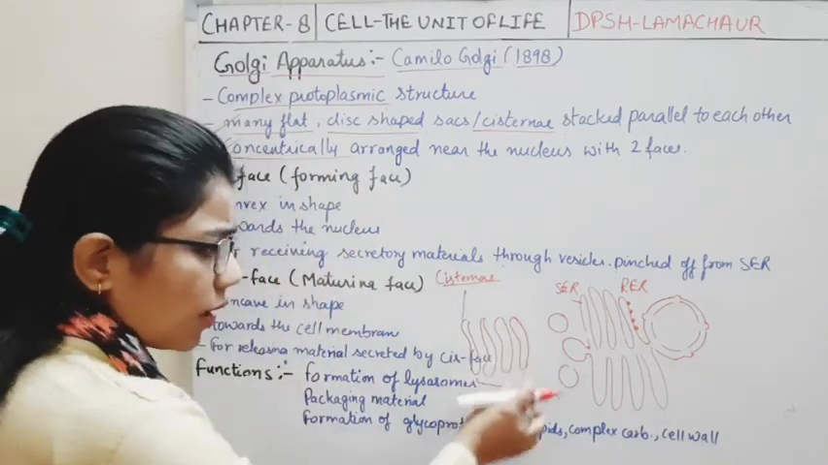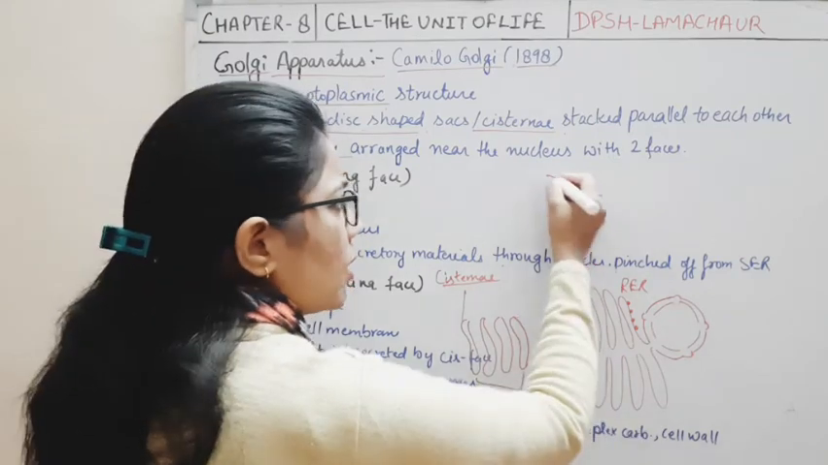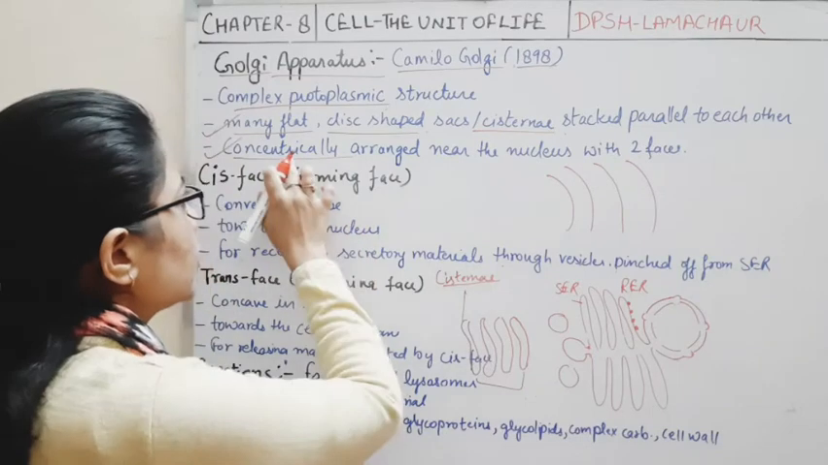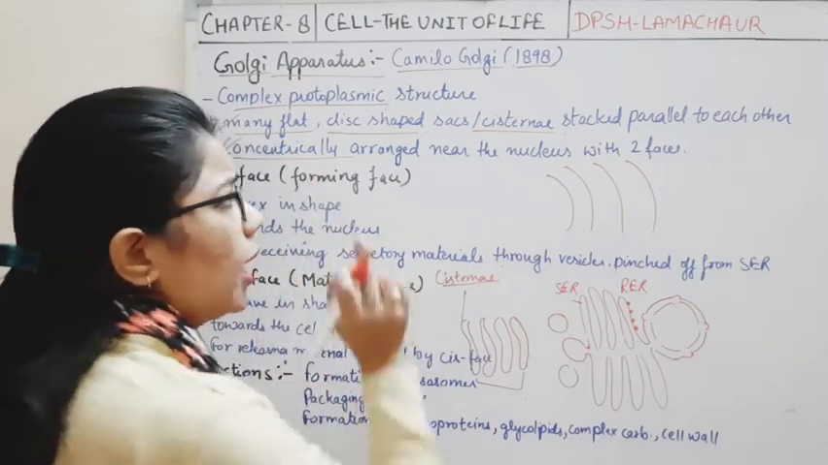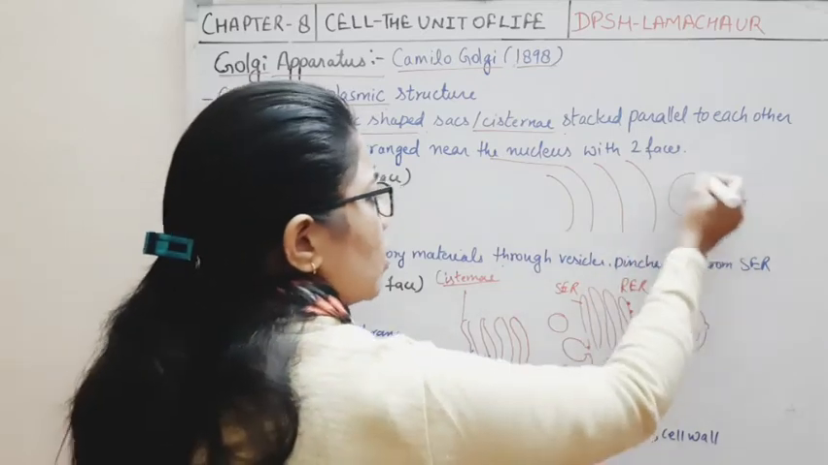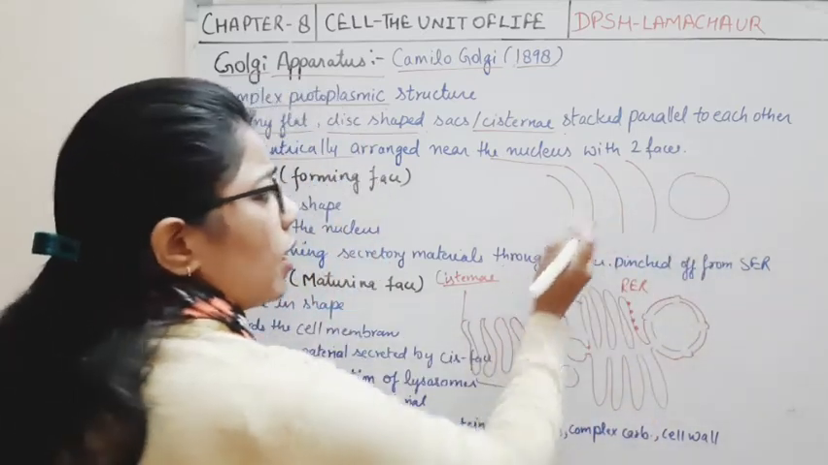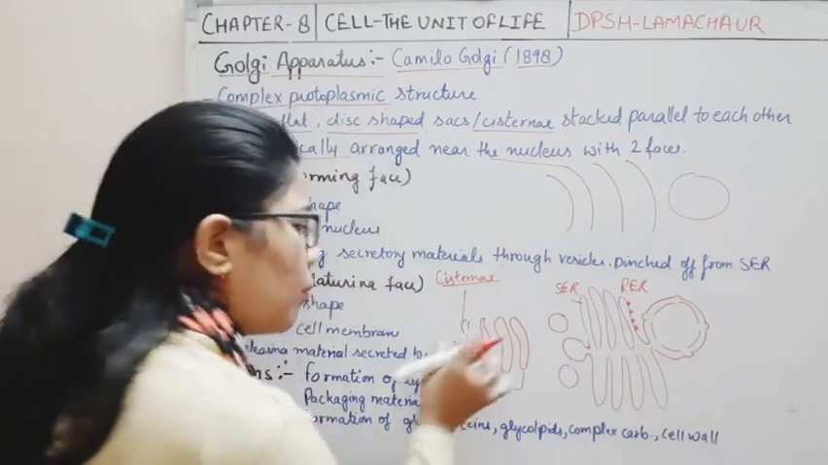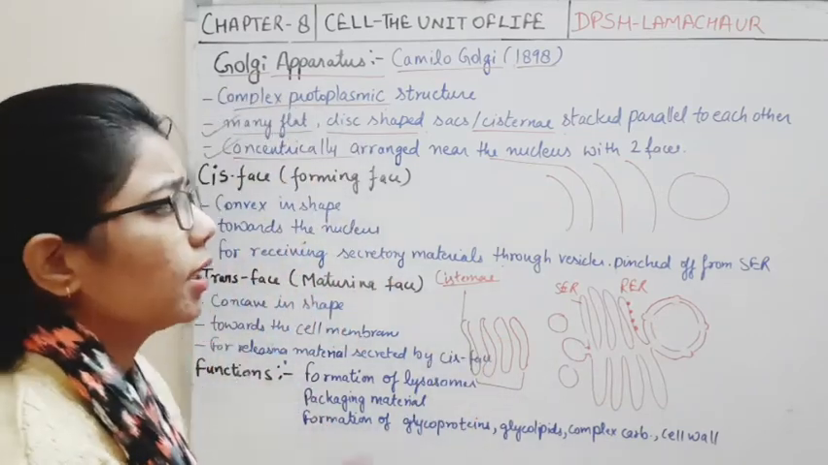Another one is that they are concentrically arranged. You can see ring-like structures. So what we have said, concentrically arranged, and how are these arranged? These are arranged towards the nucleus. So this is arranged where? Towards the nucleus.